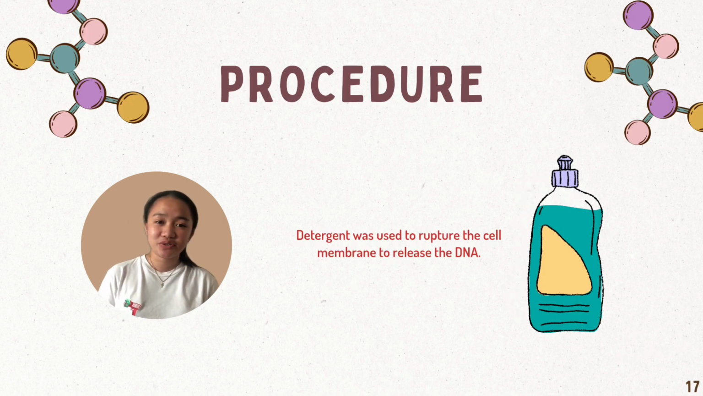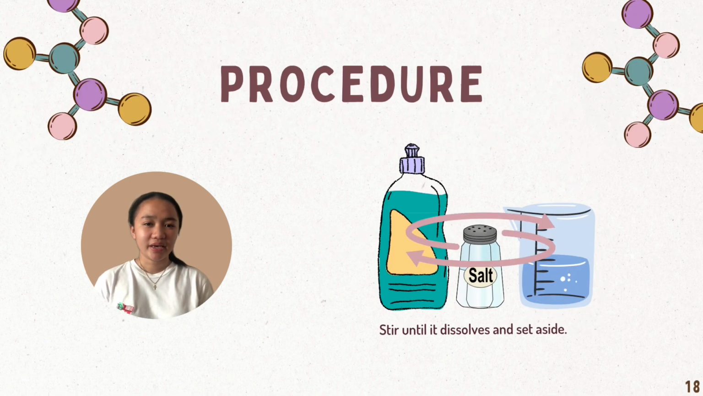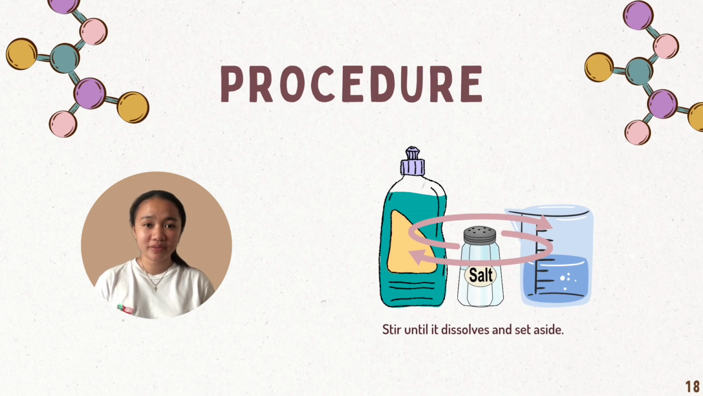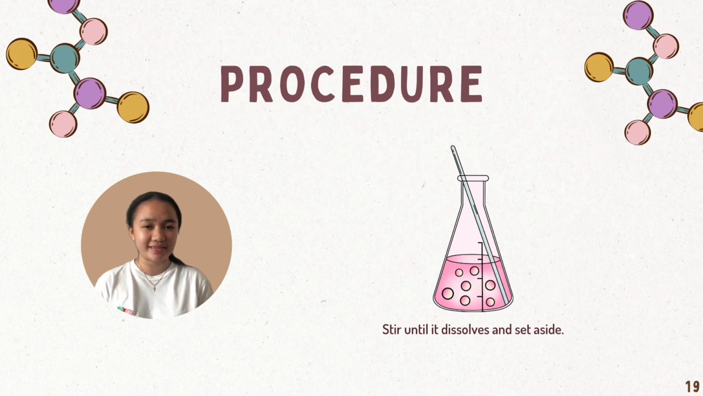The dishwashing soap, on the other hand, was used as a detergent to help break down the cell walls and membranes that surround the DNA. It helps to dissolve the fats and other lipids that make up these structures, making it easier to access the DNA inside the cells. After adding salt and soap, the mixture was mixed until completely dissolved before being placed aside.